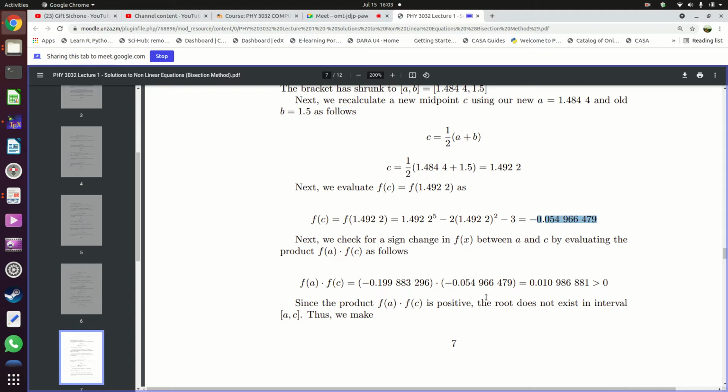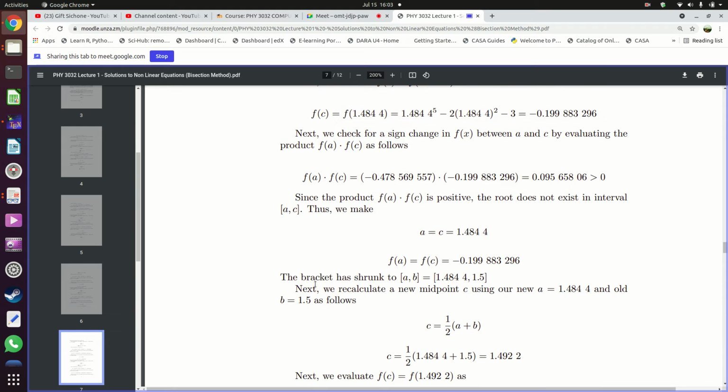So at this particular point, the value of the function is negative, and at the midpoint is negative. Then you look for if there is a solution between A and C. So you work out this product f of A times f of C. Now f of A, that's what we have here.